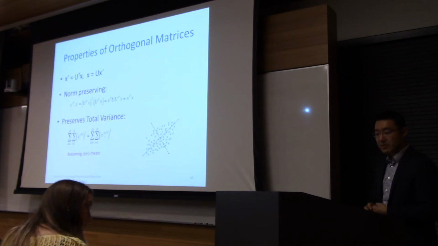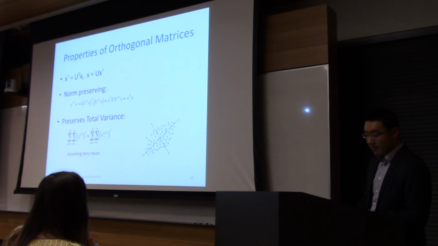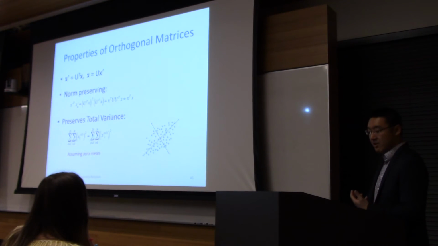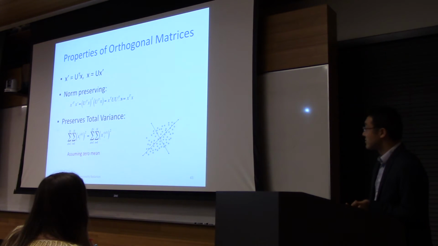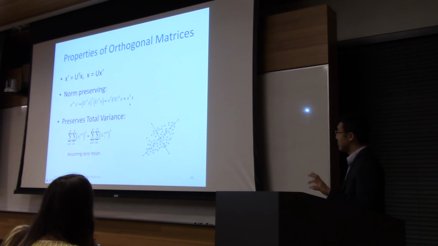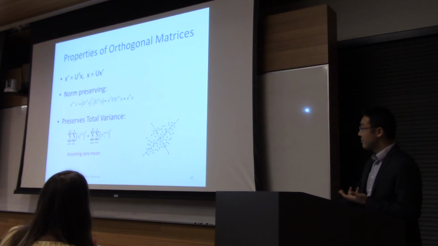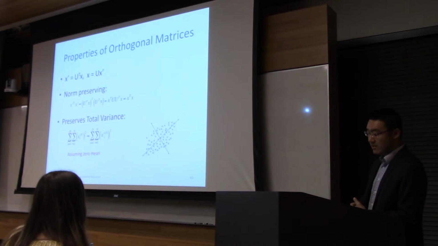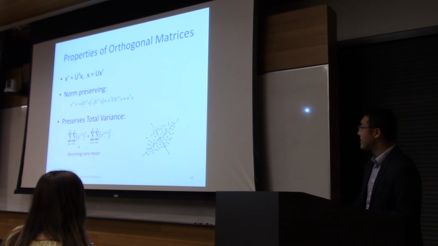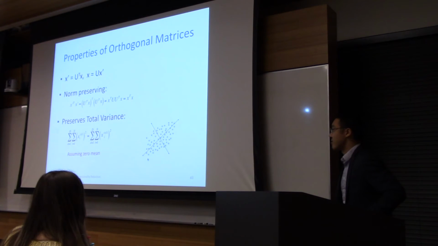Okay, some properties of orthogonal matrices. The first one I just described. It's also norm preserving. So if I take a transformed data point, x prime, and compute its inner dot product with itself, recall that x prime is simply U transpose x. So this is simply U transpose x, U transpose x. You manipulate this using standard linear algebra operations, you get something like this. This is the identity matrix, so you get this. So this rotation matrix is norm preserving, and therefore it preserves the total variance in the data set, assuming this data set has been shifted so that its center is 0.